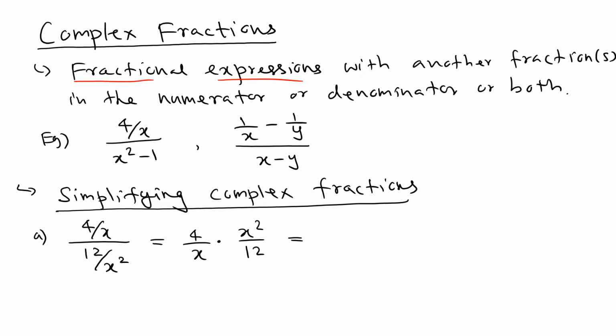So you're going to cancel the common terms. 4 over 12 becomes 1 over 3. This x cancels one of the x's. So you simply end up getting x divided by 3. So it's very simple. Let's look at a little more complicated one.